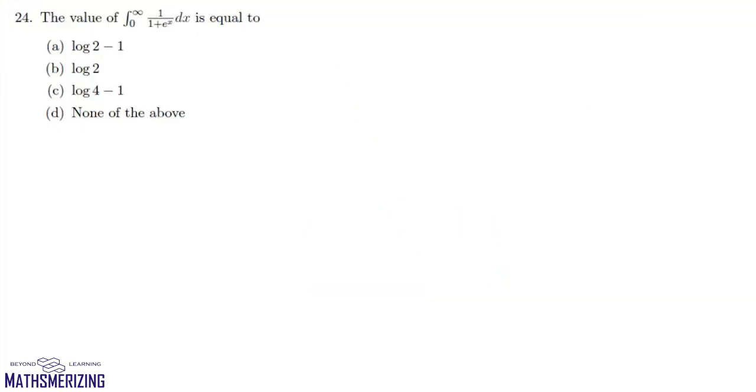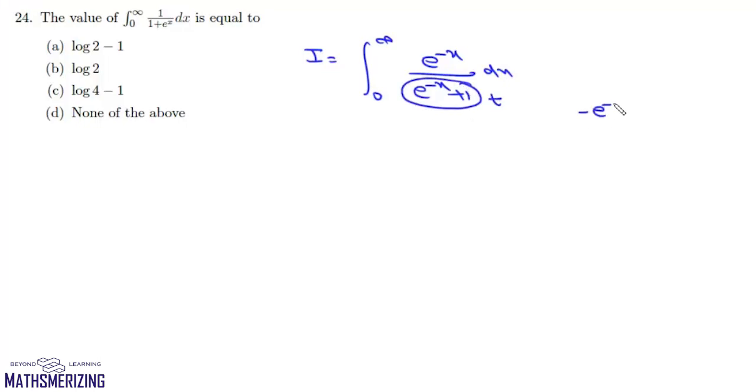Now question number 24 is we need to find the value of this integral I, which is from 0 to infinity. Now what we'll do is we'll divide everything by e to the power x. We can write e to the power minus x upon (e to the power minus x plus 1) into dx. Now we'll take e to the power minus x plus 1 as t, then minus e to the power minus x dx will be simply dt. So we can write this integral as minus dt upon t.